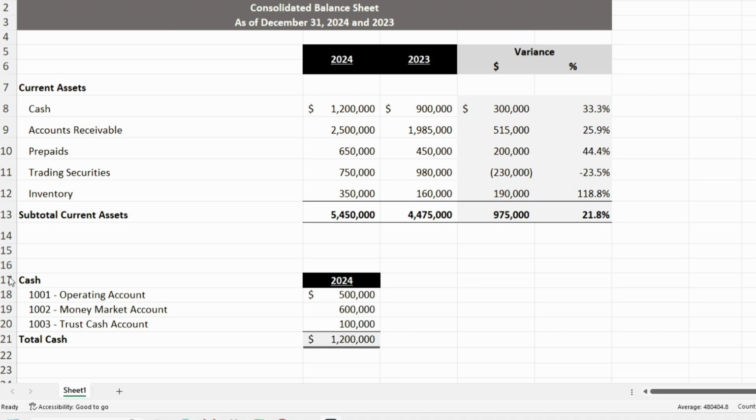And I should have said this in the beginning, the 1001, the 1002, the 1003, in this example, those are my general ledger codes in my accounting software. So when I'm doing journal entries or we're paying items at accounts payable or we're receiving money from accounts receivable, we are going to be hitting these general ledger accounts for money going in and money going out.